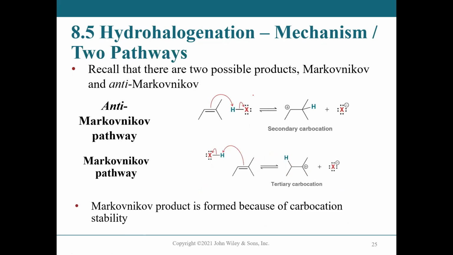So the anti-Markovnikov pathway, remember, now the hydrogen is going to be added to the place where we have, well, here we'd have one hydrogen still. So we're going to add it to the one that doesn't have any hydrogens, and we put it on the right-hand side. So we have a secondary carbocation, and then this can add right here. And they show you the Markovnikov pathway. So they do a good job of showing you the tertiary carbocation versus the secondary carbocation.